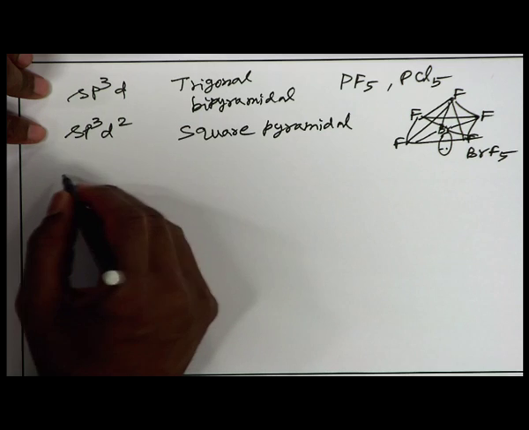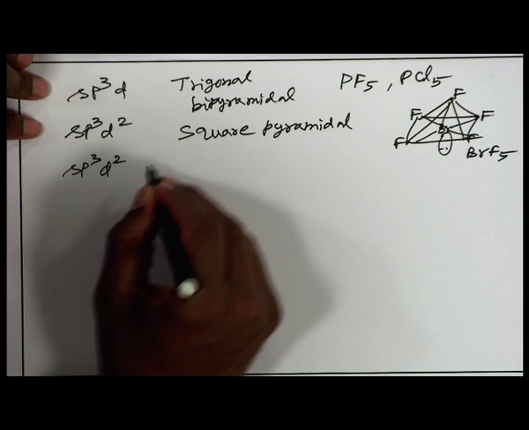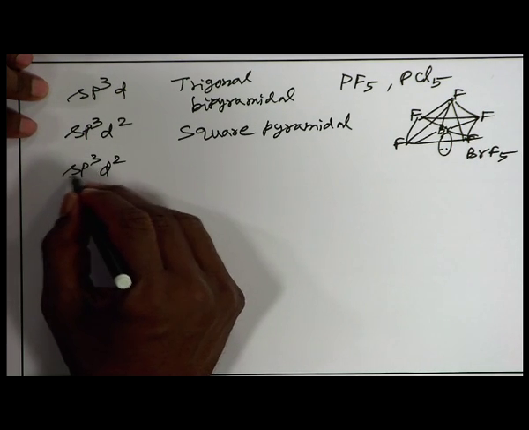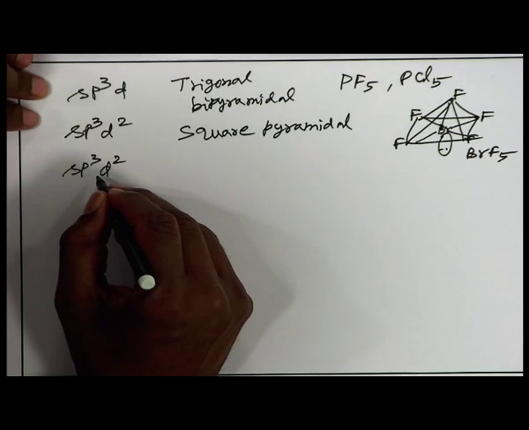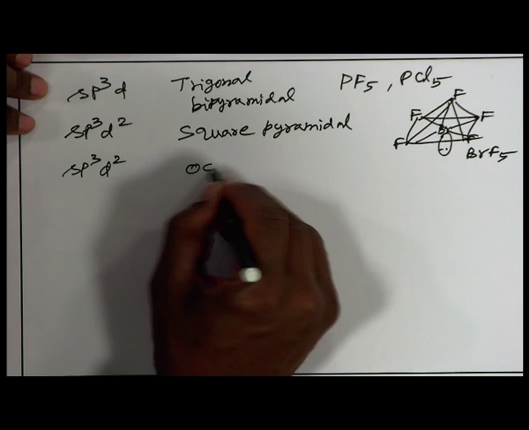Another hybridization is sp3d2. Here there are 4 orbitals, another 2 more, so 6 hybridized orbitals are there. So the geometry is octahedral.